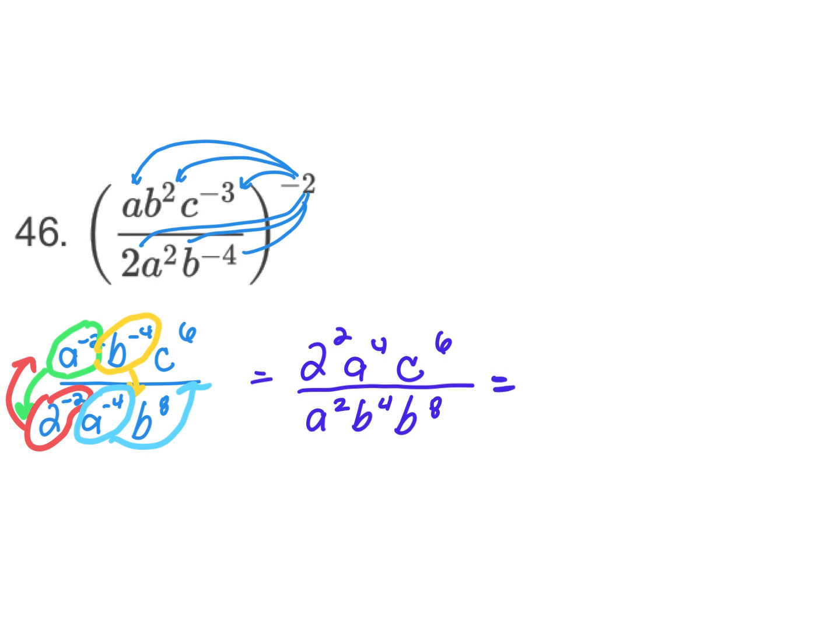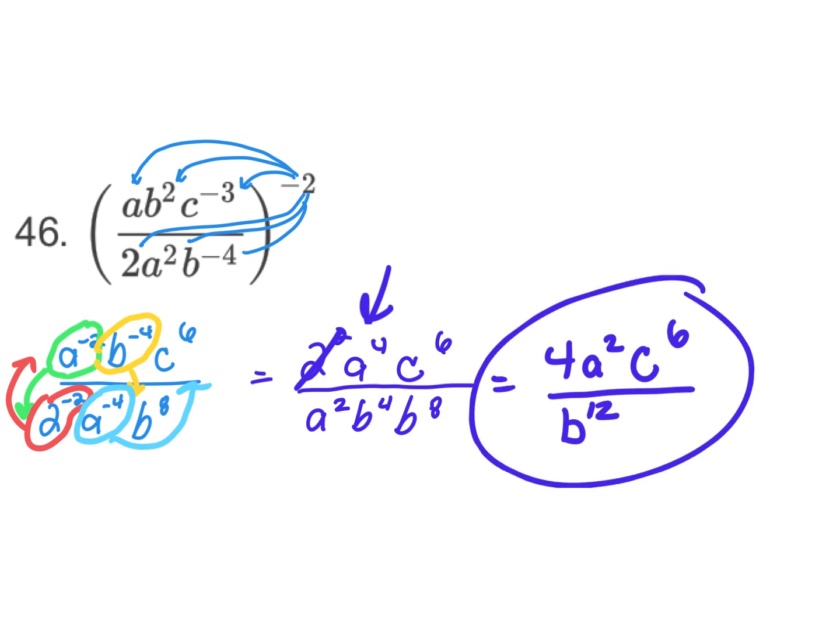So now we can simplify a little more. 2 to the 2nd power is 4. My a's, I have the same base, and I'm dividing, so I'm going to subtract. 4 minus 2 is going to give me a to the 2nd. I have b on the bottom, b times b, so I rewrite my b, and I'm going to add my exponents. 4 plus 8 is 12. And then I have my c to the 6th power. So that is my simplified answer.